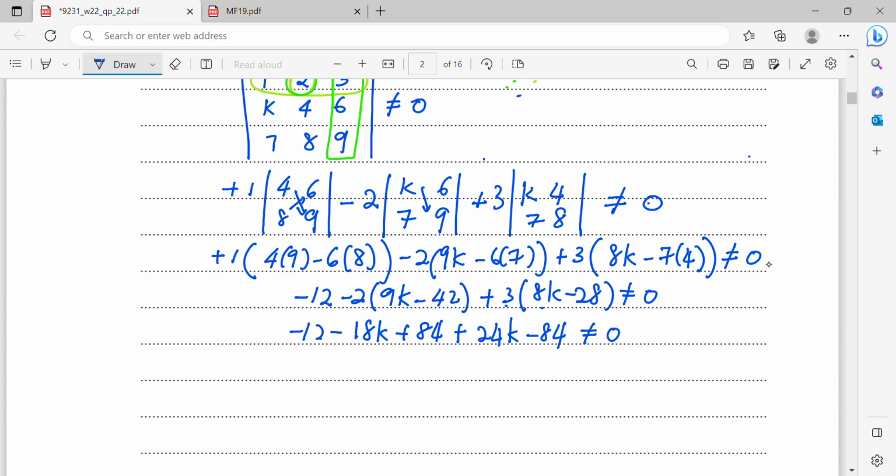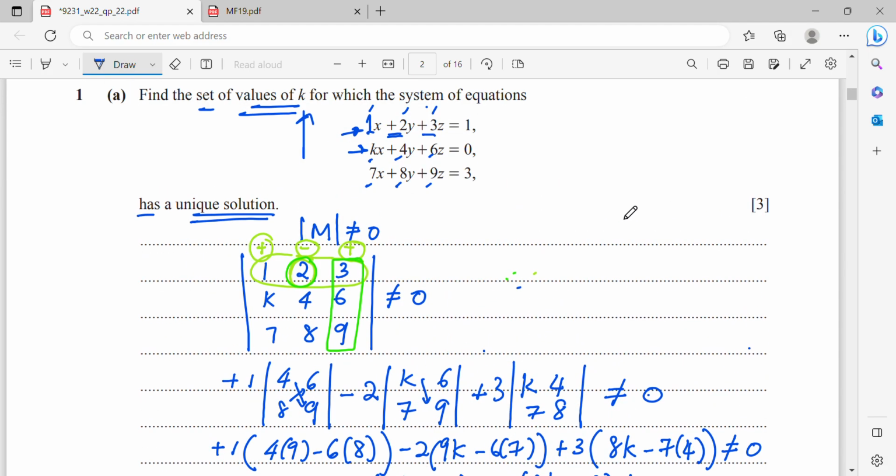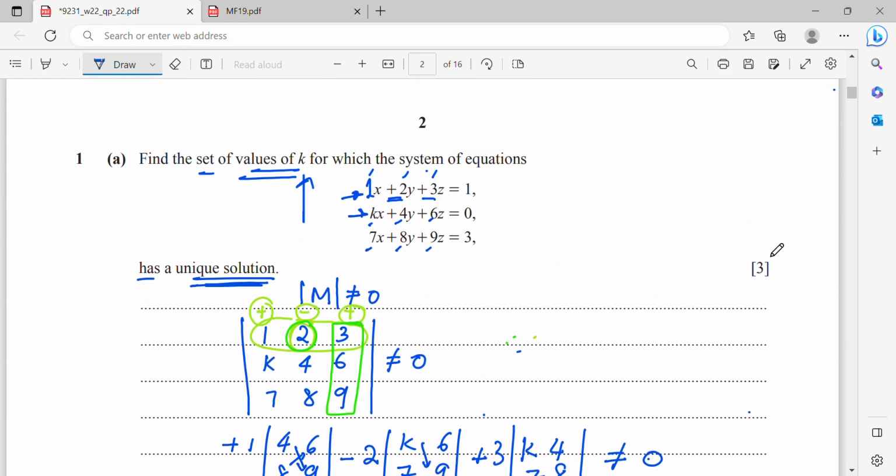When you simplify the left side, you will get 6k not equal to 12. I will move all the constants to the right side. So obviously k is not 2. When k is not 2, you will be getting a unique solution. So this is how we solve 1a.